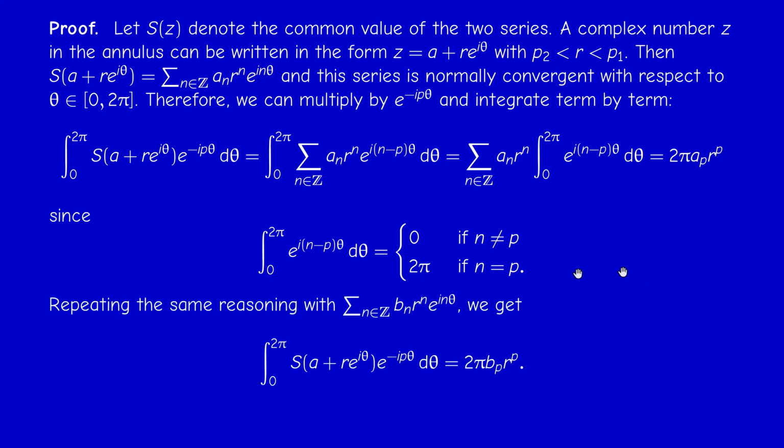And if I do the same thing with the sum of b_n r^n e^{inθ}, because it's the same sum actually, we get the same result. So when I integrate, we get 2π b_p r^p. Therefore, these two are equal, and therefore a_p equals b_p. But since p was arbitrary, we get the result.